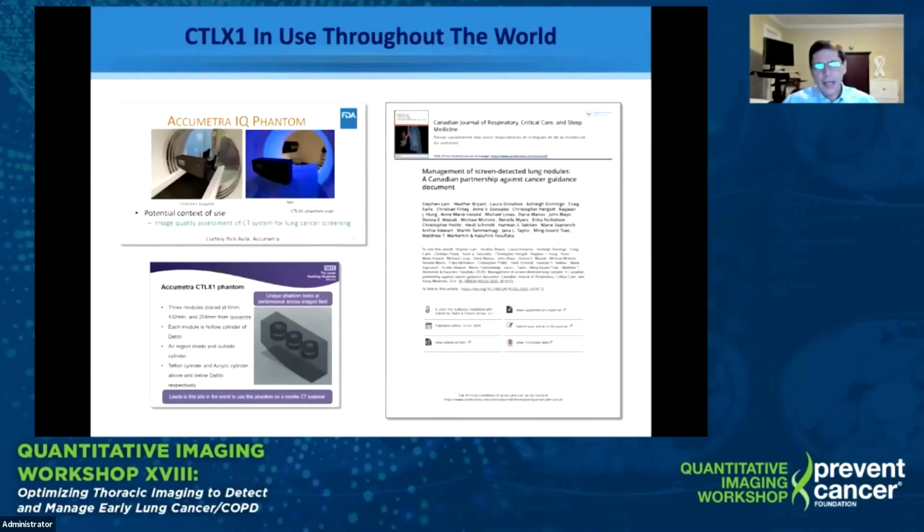We've got the FDA, medical physicists at the NIH. We've got Stephen Lamb and his group putting out recommendations to use these tools, and we're delighted with the adoption around the world.